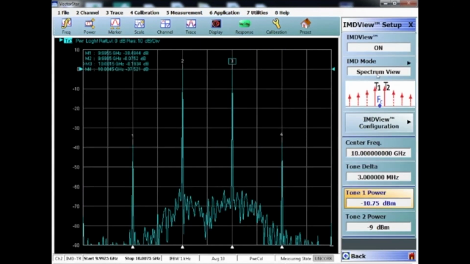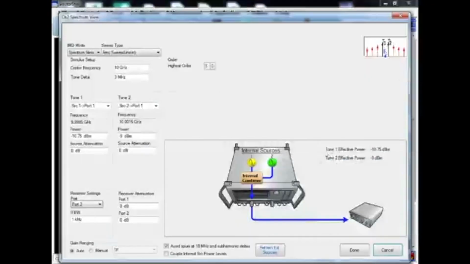I just wanted to quickly show you the GUI itself, the IMDView configuration. And again, right now I'm doing a spectrum view. You can do swept frequency or spectrum view. You can set the tone delta, which is 3 megahertz right now. You can set the certain frequencies. And as I mentioned earlier, right now the highest order I'm monitoring is the third order products, but you can actually go to 9 over here. And again, I'm just telling it that the receiver is on port 2. IF bandwidth is 1 kilohertz.